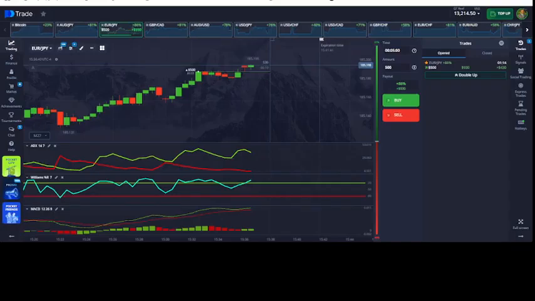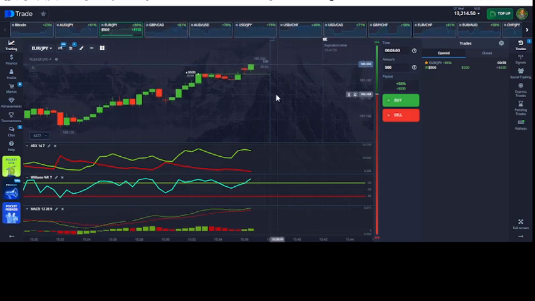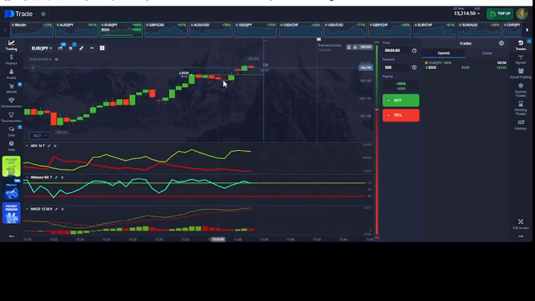Okay, so we have a few seconds left in the trade. And oh, wait a minute. We have a minute left in the trade. All right, I thought I had a few seconds left in the trade. So let's hang on and watch this trade. It's in our favor currently.